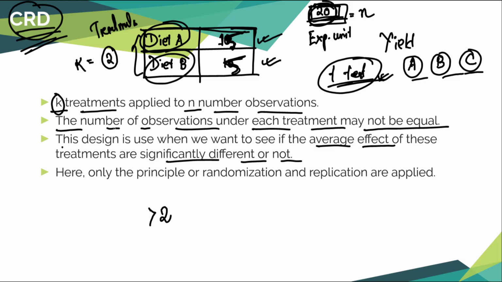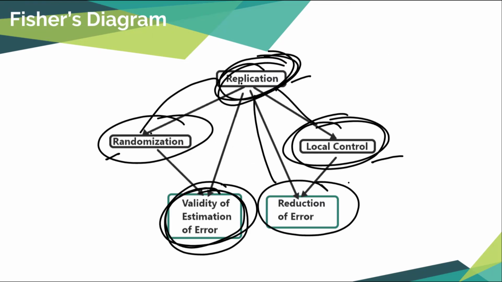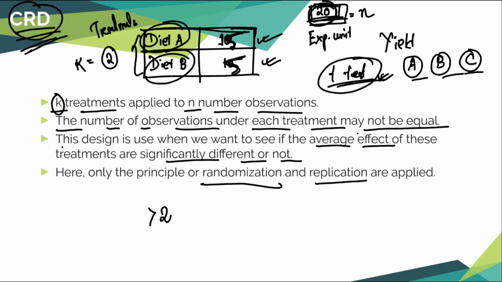And in case of CRD, we are only using the concepts of randomization and replication. So there were 3 concepts, right? Replication, randomization and local control. But in case of CRD, we are completely ignoring local control, right? So we are not dividing the experimental units or the items under study into homogeneous groups. That is one drawback of CRD, but it is simple.